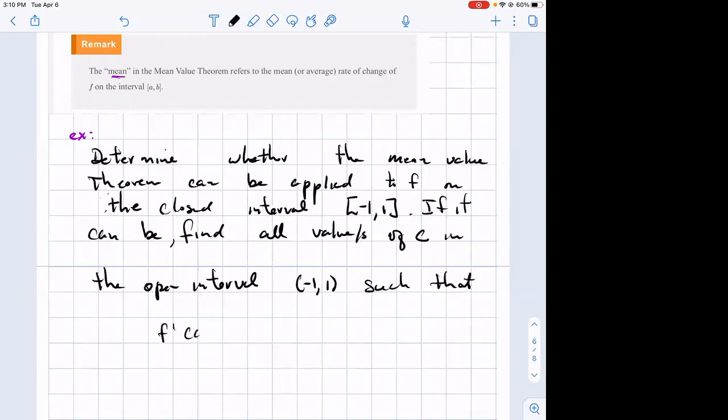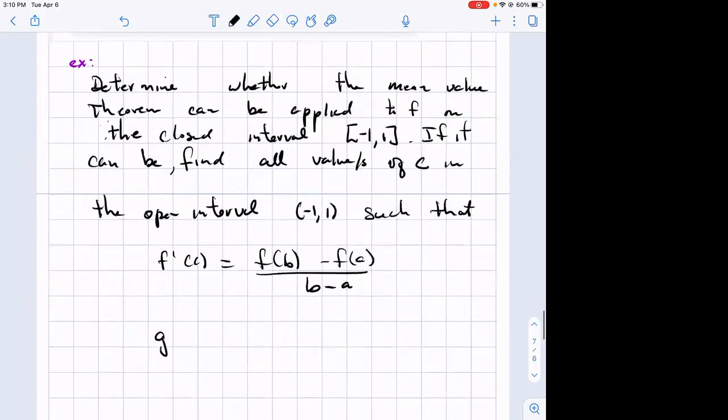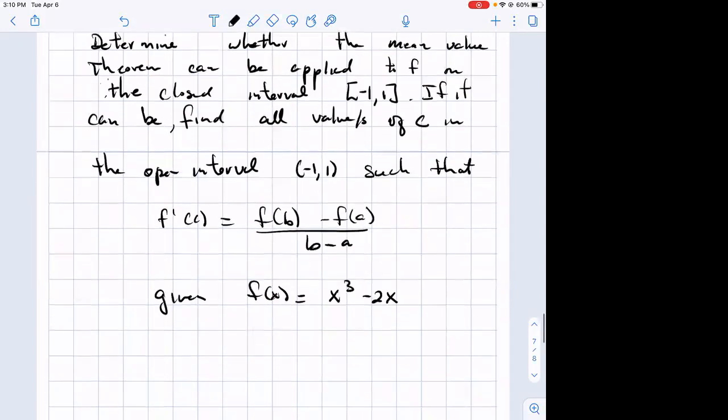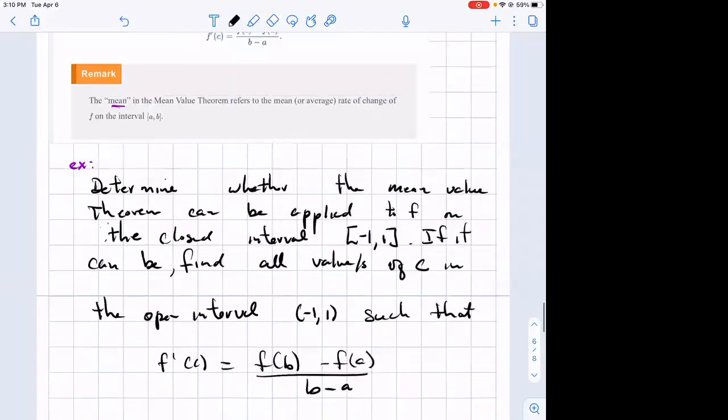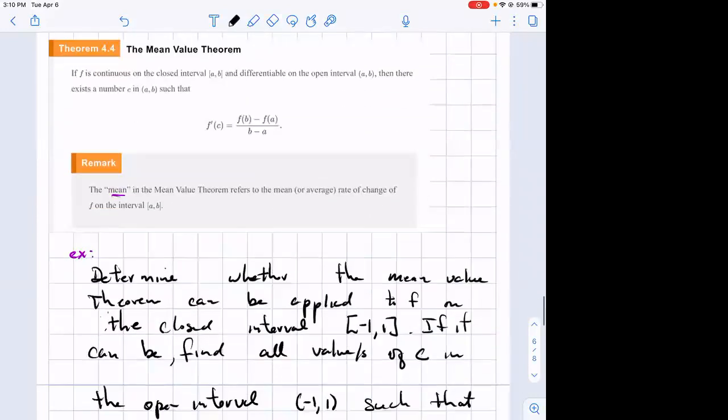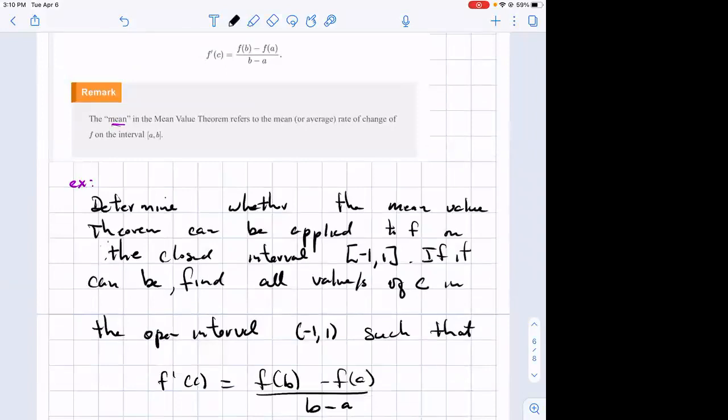such that f'(c) is equal to f(b) minus f(a) over b minus a. And I'm going to give you f(x) equal to x cubed minus 2x. So please try that one for me. Take a few minutes and try that. Go through similar to what we're doing. Go through the definition and make sure you follow every single part.